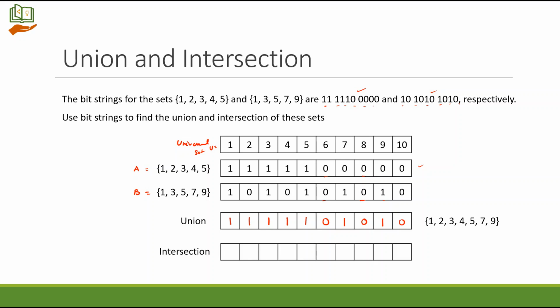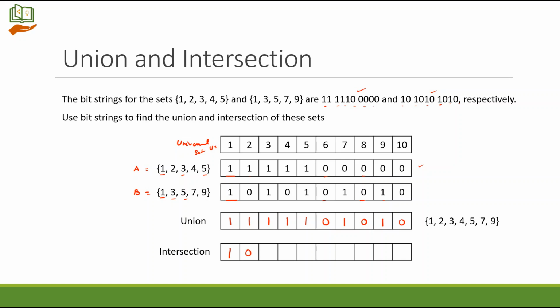What about intersection? Intersection means the element must be present in both the sets. Just see what are the elements that are present in both the sets. 1 is present, 3 is present, 5 is present. We have 1 and 1 here, so intersection will have 1. We have 1 and 0 here, so it's not a common element. We are having 0 here.